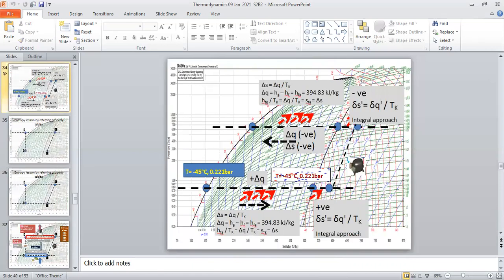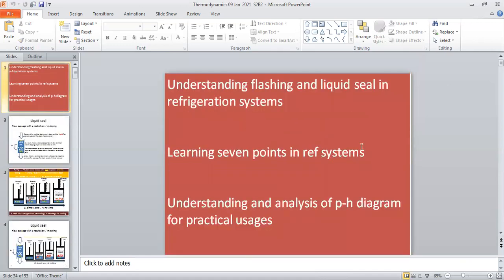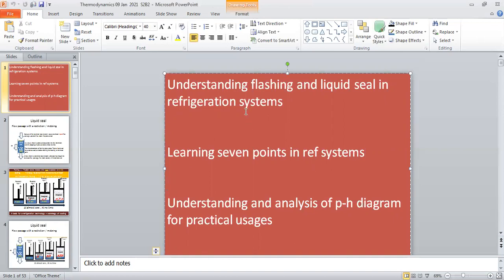note. Okay. So very seldom you have this kind of notes. Yes. So flashing and liquid seal, learning 7 points. Understanding and analysis of pH diagrams for practical usage. These are very good ones, you know. Yeah. 7 points. Very important. So even I'm referring to these to set the questions. Believe me.